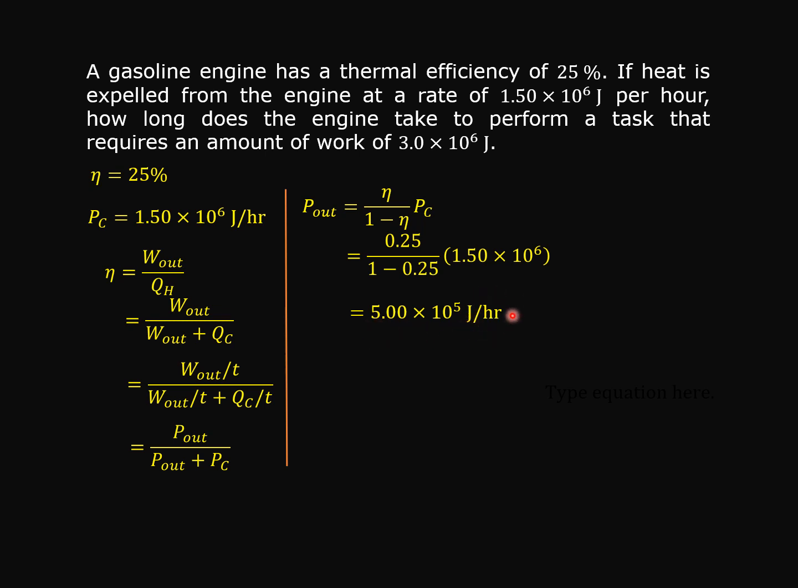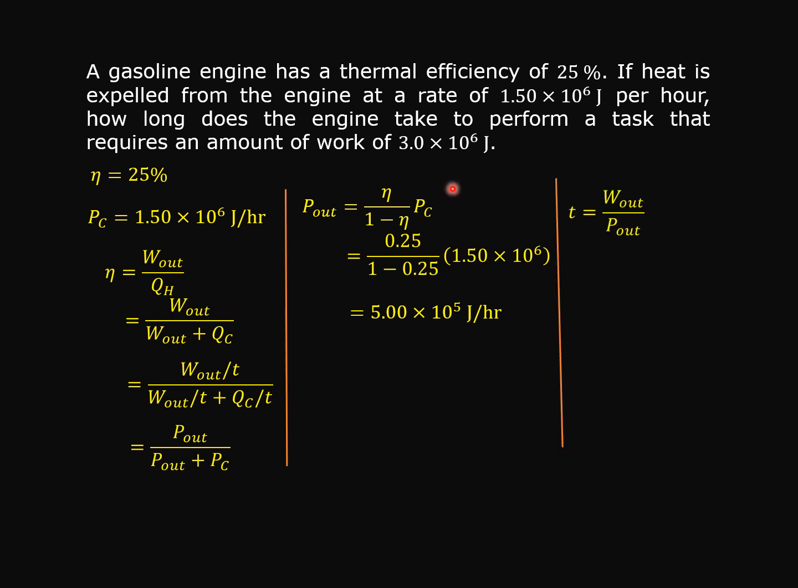The unit is joule per hour, not joule per second, because the value that we substitute for PC is in joule per hour. That's why we have joule per hour. This part, there is no unit. It is the ratio of eta, therefore no unit. So the final unit for this output power is joule per hour.